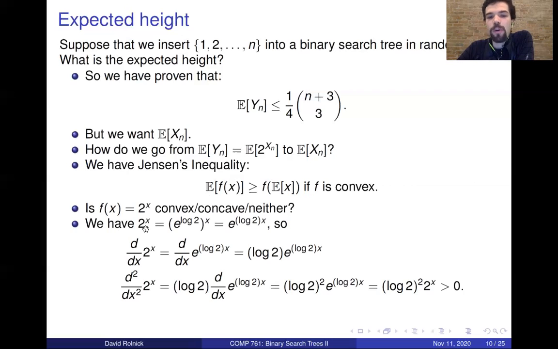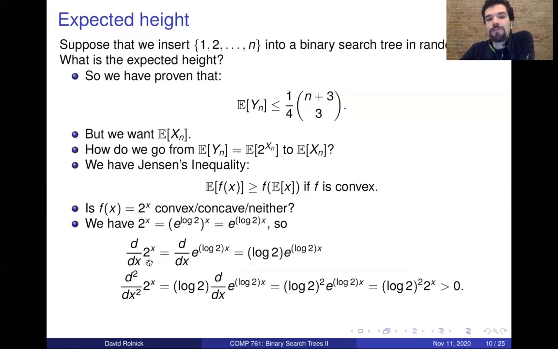2 to the x. So remember we worked out the derivative of e to the x, but we never worked out what the derivative of 2 to the x was. So let's just work out what the derivative of 2 to the x is. Here's a way: you can write 2 as e to the log 2. Sort of stupid, but you can write 2 to the x then as e to the log 2 times x.